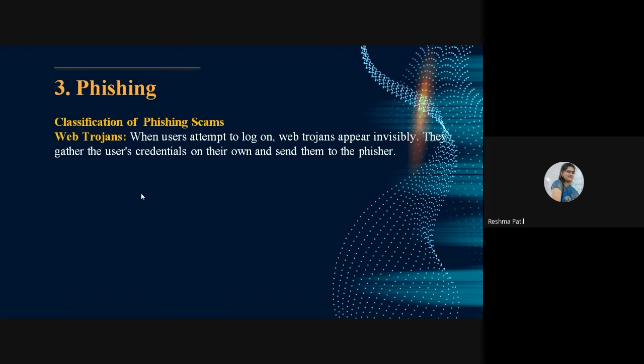Next is web trojans. When the user attempts to log on, a web trojan appears invisibly. They gather the user's credentials on their own and send them to the phisher. Once the credentials are obtained, the phisher can do the remaining things. How to transfer money, he knows very well.